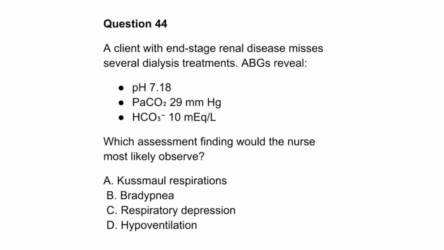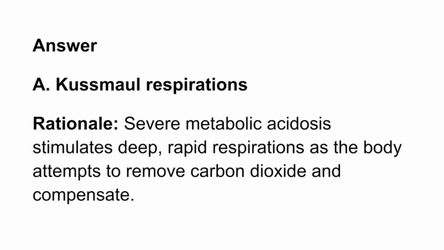Question 44. A client with end-stage renal disease misses several dialysis treatments. ABGs reveal pH 7.18, PaCO2 29 millimeters of mercury, HCO3 10 milliequivalents per liter. Which assessment finding would the nurse most likely observe? A. Kussmaul respirations. B. Bradypnea. C. Respiratory depression. D. Hypoventilation. Answer: A. Kussmaul respirations. Rationale: Severe metabolic acidosis stimulates deep, rapid respirations as the body attempts to remove carbon dioxide and compensate.